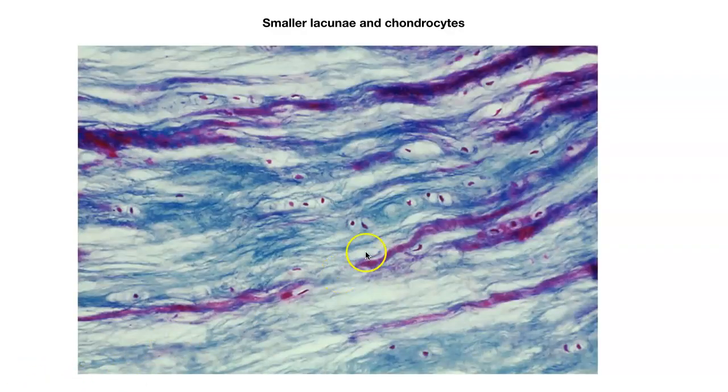Here's another picture, another photo from our classroom. Here is the lacunae with their chondrocytes in little rows, much smaller than what you saw with the elastic cartilage and hyaline cartilage. The matrix is filled with collagen. So that is fibrocartilage.